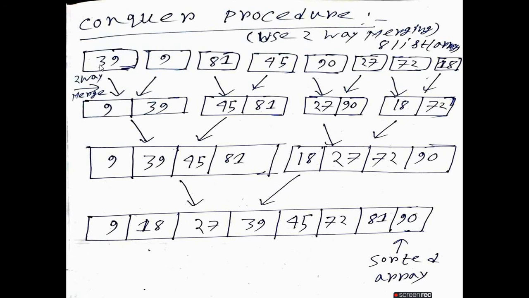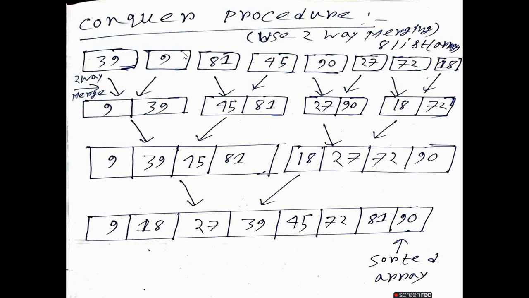8 arrays or 8 lists have just a single element. The first array has just one element, 39. The third array has the single element 81. Now we will perform the two-way merging. The two-way merging procedure says: compare the two elements, and whichever is smallest, insert it into the third array. If you compare 39 and 9, 9 is smallest, so insert 9, then 39, making an array.